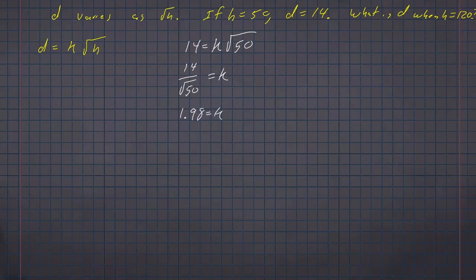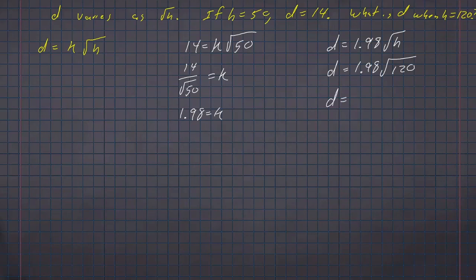Then I'm asked, what is d when h is 120? So d equals k, which is 1.98 times the square root of h. And in this particular circumstance, h is 120. And my calculator is happy to tell me that 1.98 times the square root of 120 is something in the ballpark of 21.7. And that was measured in miles.